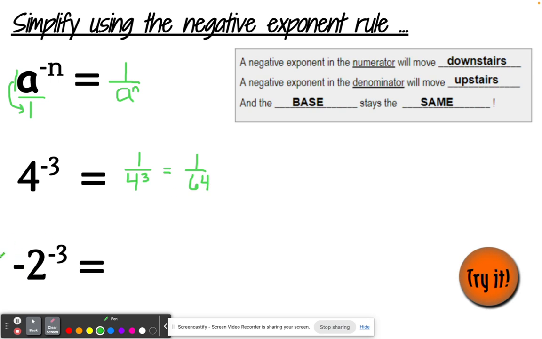What about this one? Notice it's not in parentheses, so I'm going to move my 2 to the third power downstairs. I'm going to have the 1 upstairs, but it is negative. This expression is negative. It's the opposite. So now I have 1/2 to the third power is 8, but it is going to be negative because it isn't negative 2 to the third power. It is the opposite of 2 to the negative 3 power.